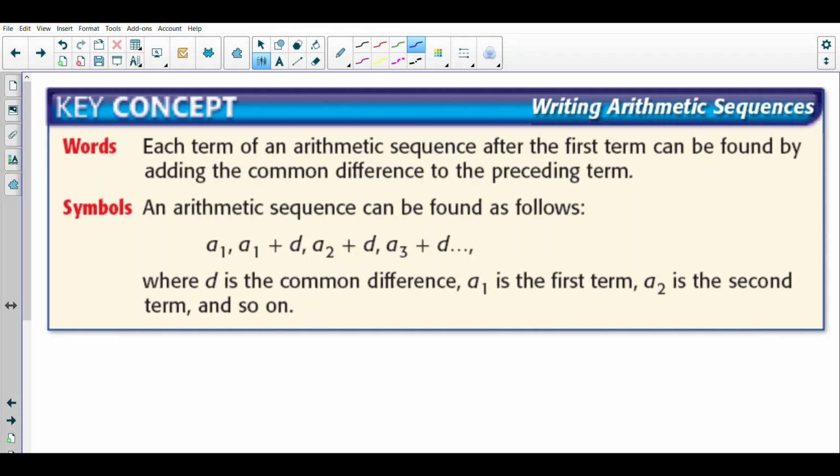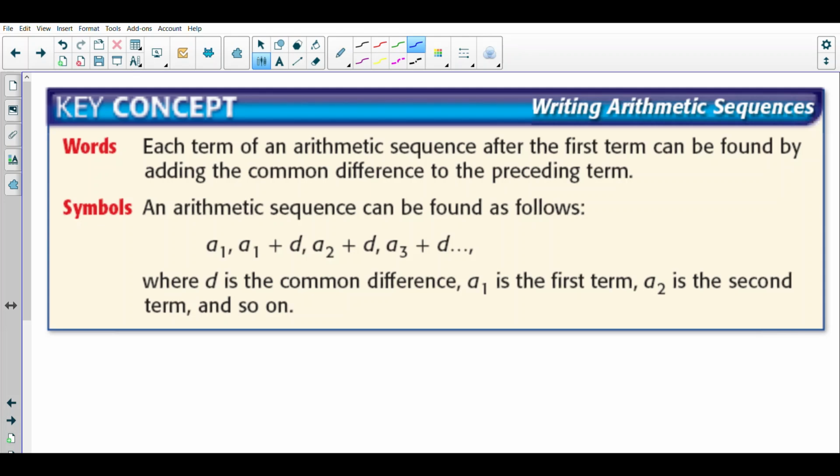All right, so when we write an arithmetic sequence, each term after the first term can be found by adding the common difference to the preceding term. So you start with your first term, a1, and then you add the common difference to the previous term. So a1 plus the common difference, and then the third term becomes the second term plus the common difference, and so on. It just keeps going, and you add to the last term.